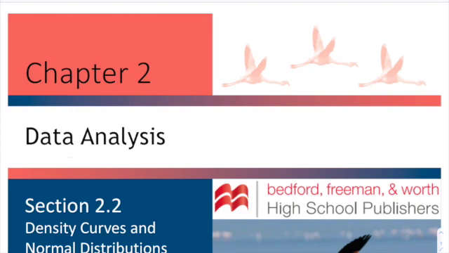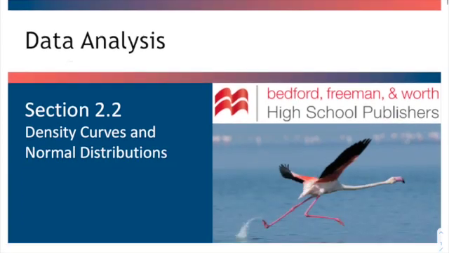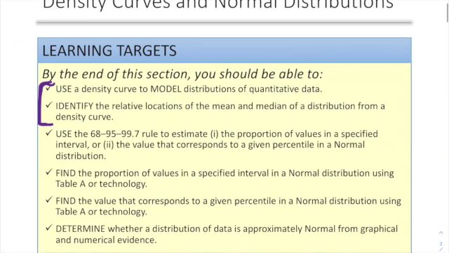Alright, in section 2, we're talking about density curves and normal distributions. So I've broken this down into 2 videos. The first one, we're going to talk strictly about density curves. So we're only looking at the first 2 learning targets: using a density curve to model distribution of quantitative data, and then identify the relative locations of the mean and median of a distribution from a density curve. We'll save the other 4 learning targets for the normal distributions video.